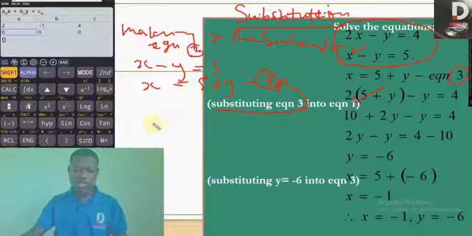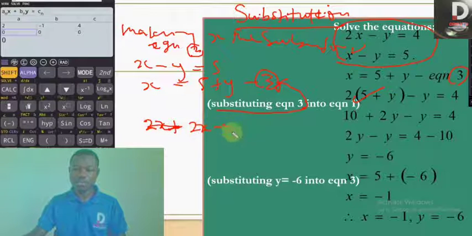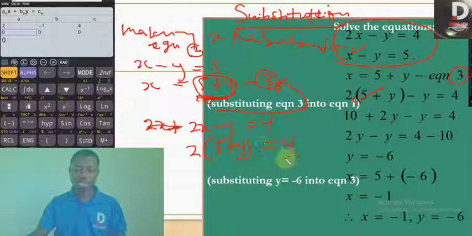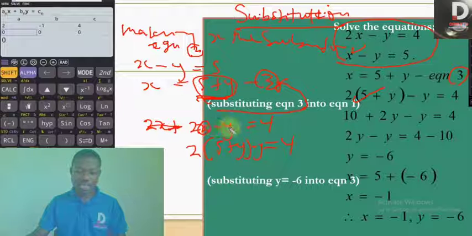So substituting, what does it mean? What is equation 1? It's 2x minus y equal to 4. So what is my x? My x now is this. x is equal to that. So when I see x, I put this one there. 5 plus y equal to 4. Minus y, sorry. 5 plus y, I put this one here, but there's minus y there.